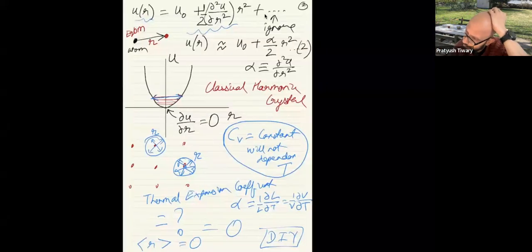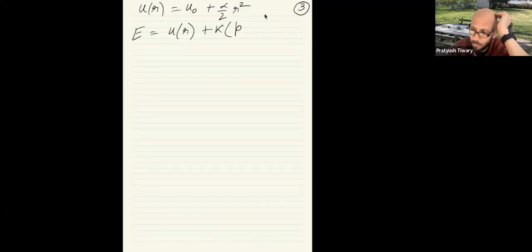So we wrote down that U of R is equal to U naught plus alpha by 2 R square. Okay, but that's not the only part. That's only the potential energy, right? So let's call it equation number 2. We also have to think about the kinetic energy. So the total energy of this system is going to be U of R plus K, the kinetic energy, which depends only on the momentum, right? Kinetic energy does not depend on the position. Kinetic energy is only a function of how much momentum you have.